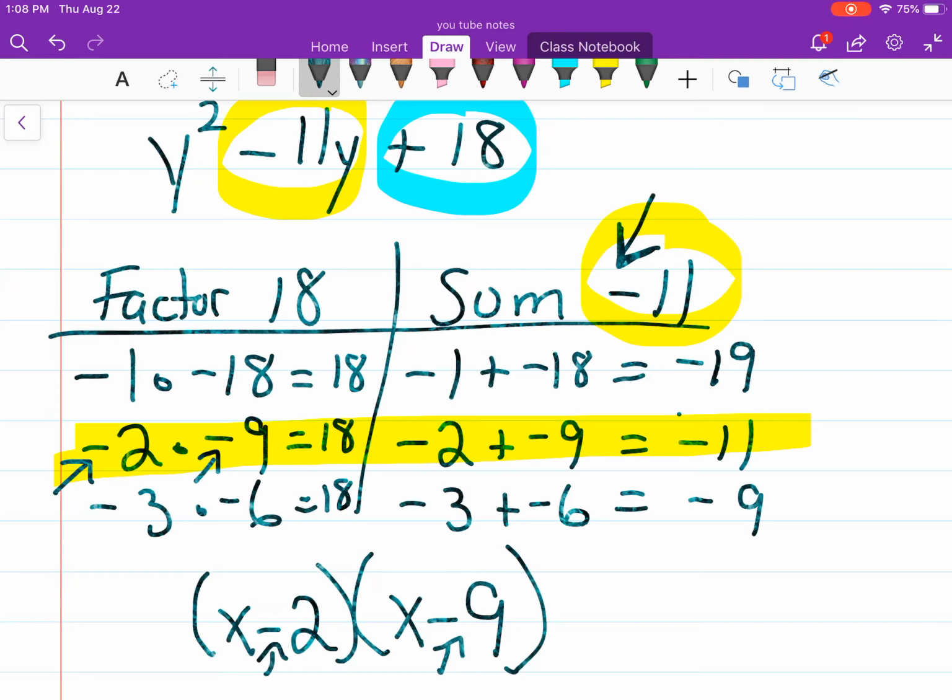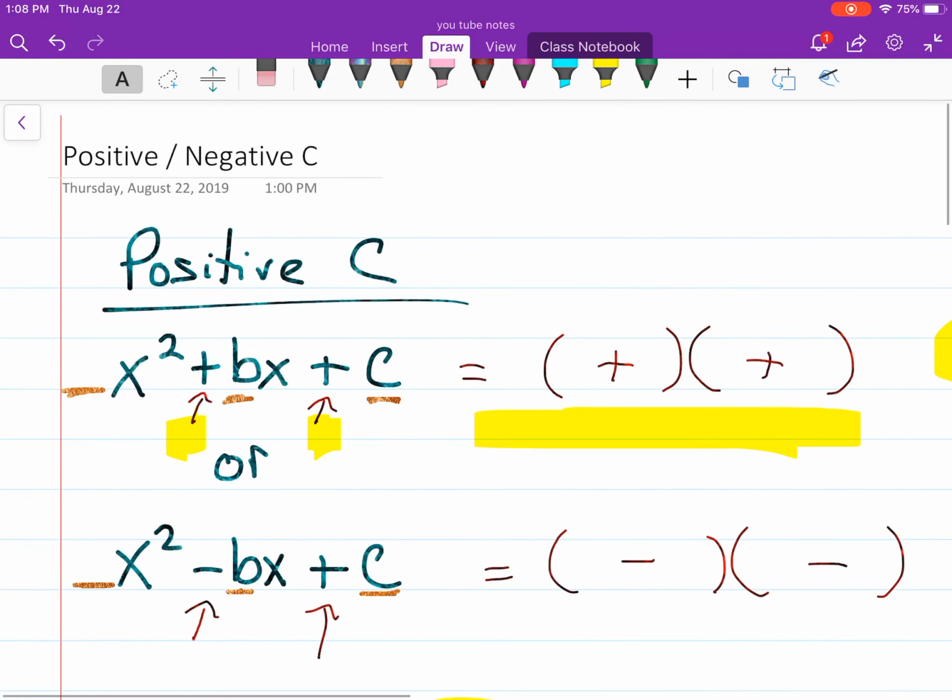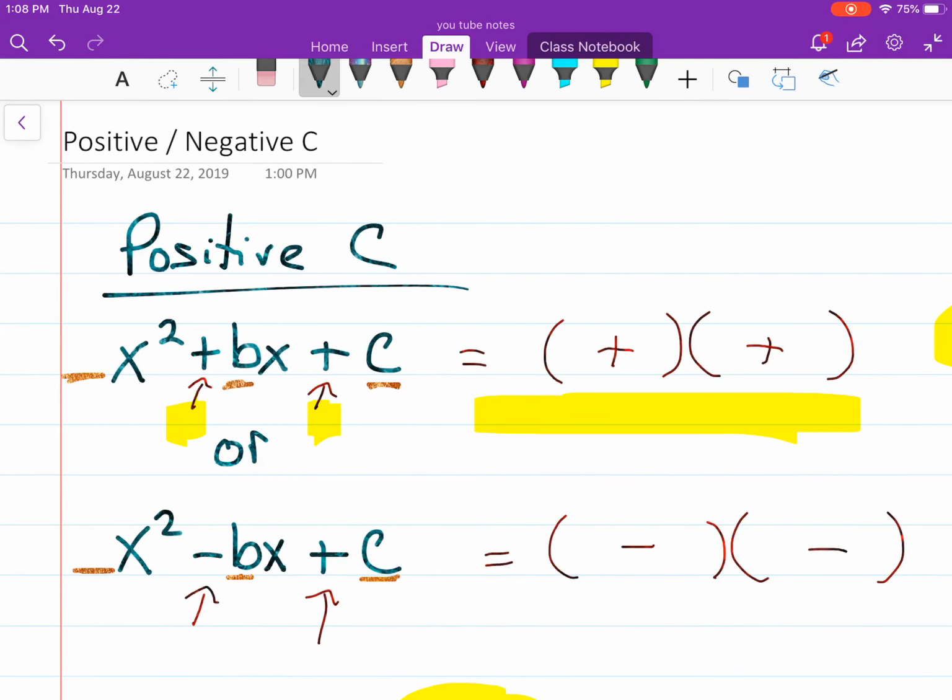And that is how I do a positive C, which means my problem will start out looking like one of these two, where the little brown dot lines are numbers. That is how you do a positive C.